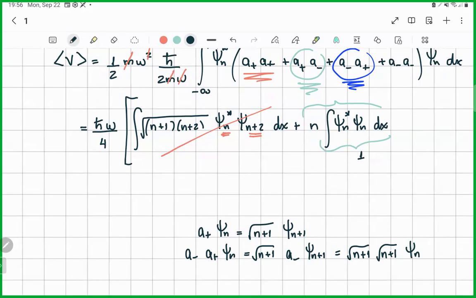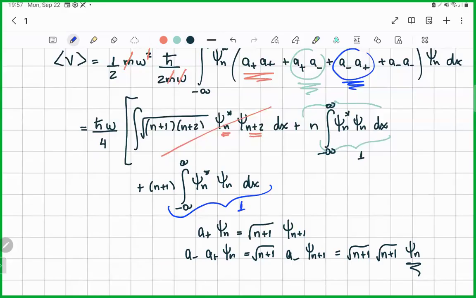So that dark blue term, the third term, becomes plus n plus 1, which is a constant, and inside the integral we have again psi n conjugate psi n dx. Just as with the light blue term, this dark blue term is again, by normalization, equal to 1. So this term also survives.